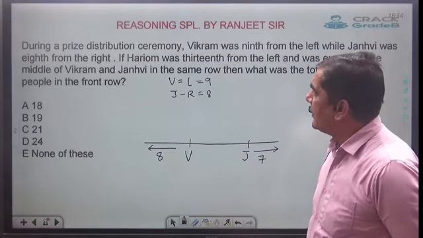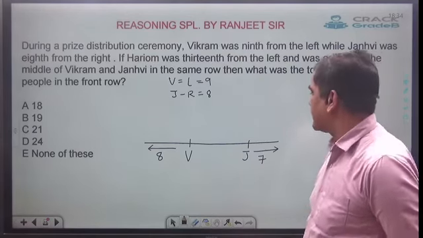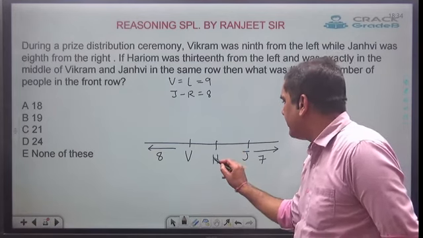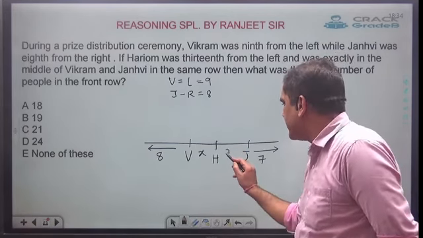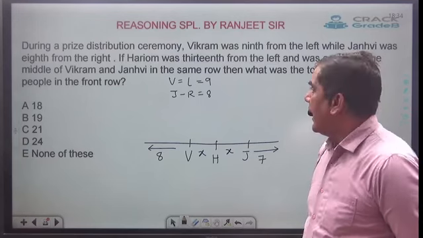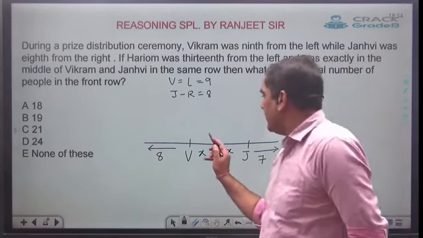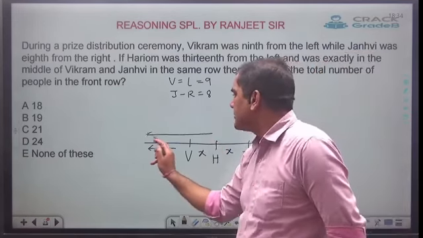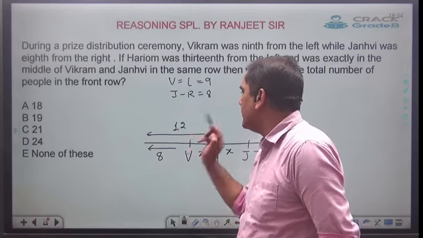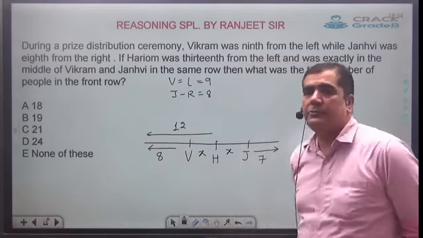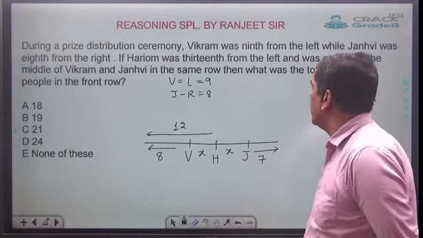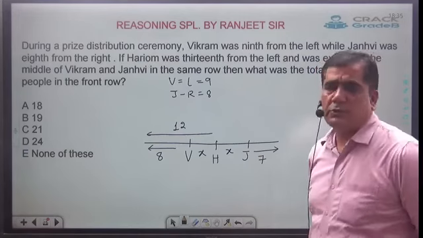Then they are saying Hari Om was 13 from the left and was exactly in between. What does that mean? This must be x and this must be x. And Hari Om was 13 from the left, means to the left of Hari Om there must be 12. They are asking for the total number of students. Okay, let's go for it.